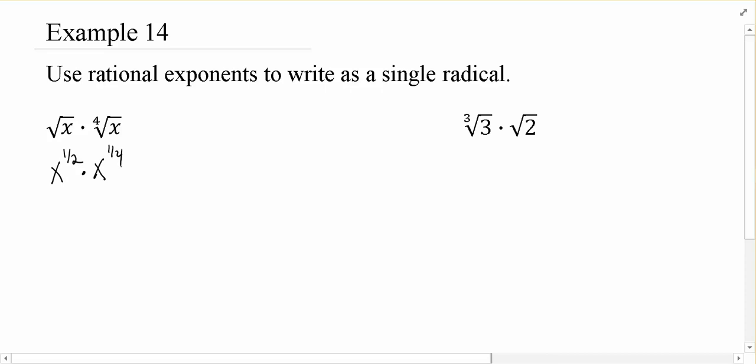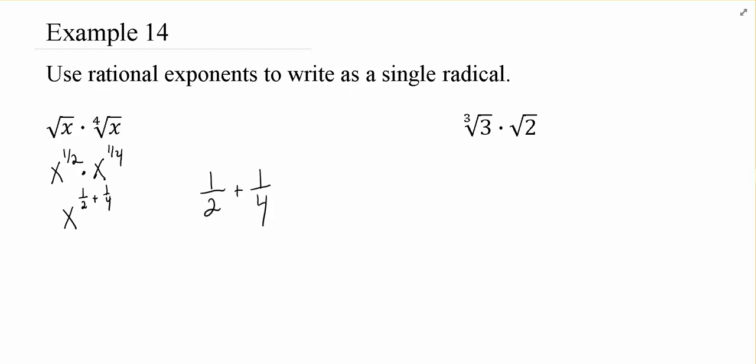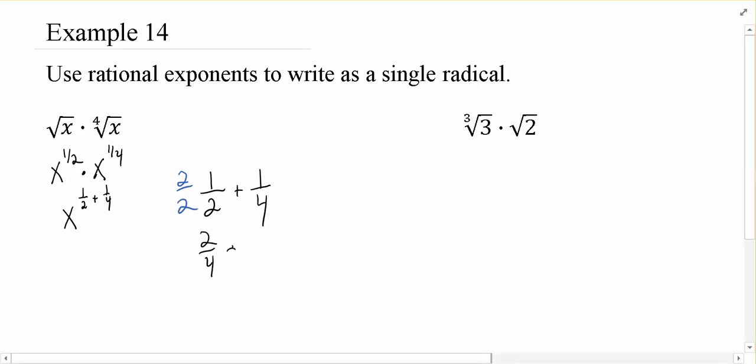Now I have x to a power times x to a power, so I know the rule here is that I can add those powers together. And so off to the side in my scrap paper land, if I add 1/2 and 1/4 together, I need a common denominator. So I know that's going to be 2/4 plus 1/4, or 3/4. So I get x to the 3/4.